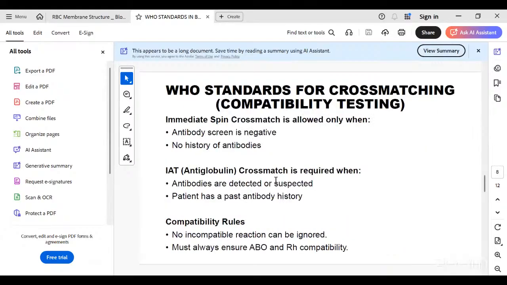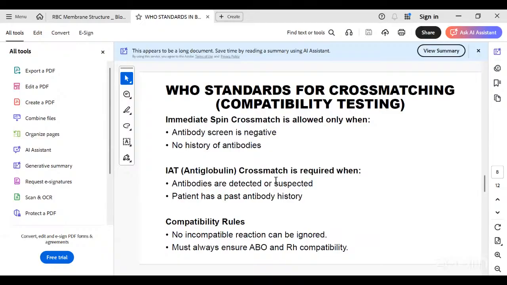So we'll be talking about the WHO standard for cross-matching or compatibility testing. One, immediate spin cross-match is allowed only when antibody screening is negative. That is, after doing antibody screening for the recipient, you can do immediate spin cross-match. Immediate spin cross-match, by the way, is the rapid cross-match.